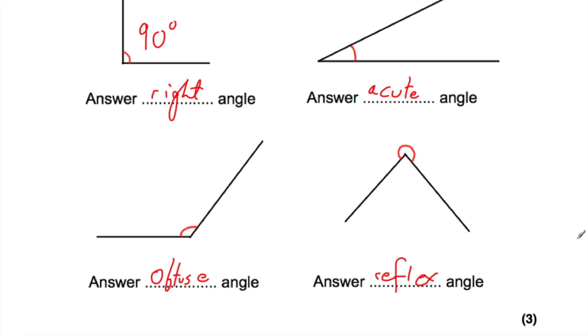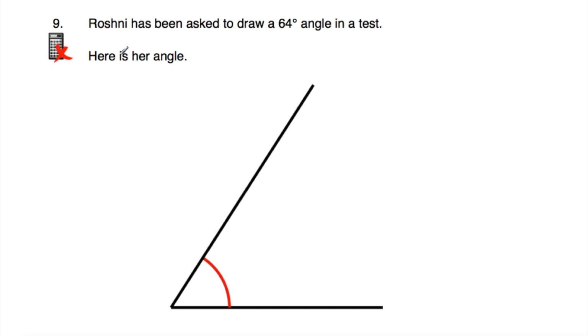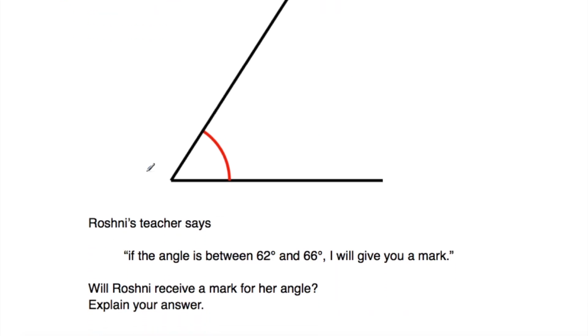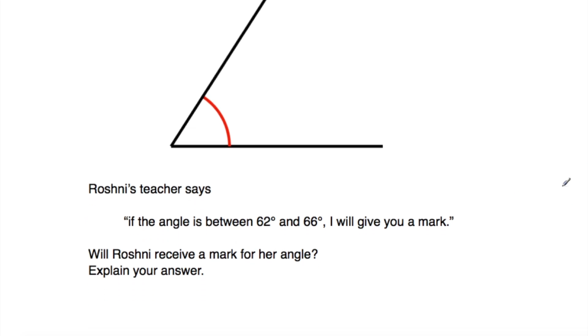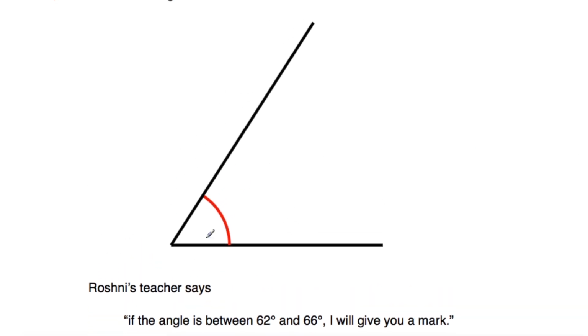Okay, let's look at our next question, question number 9. Question number 9 says, Rosalie has been asked to draw a 64-degree angle in a test, and here's her angle. Then it says, Rosalie's teacher says that if the angle is between 62 and 66 degrees, I will give you a mark. So the teacher's allowing her to go 2 degrees below and 2 degrees above 64, but not beyond that. The question says, will Rosalie receive a mark for her angle? Explain your answer. So I'm now just going to measure this, and we're going to see if it's between 62 and 66 degrees.